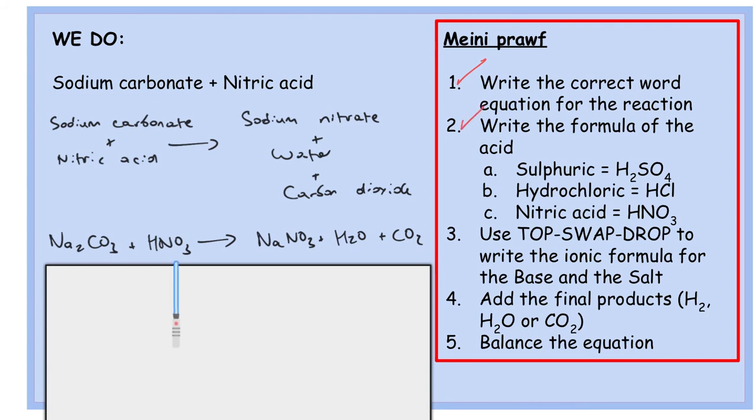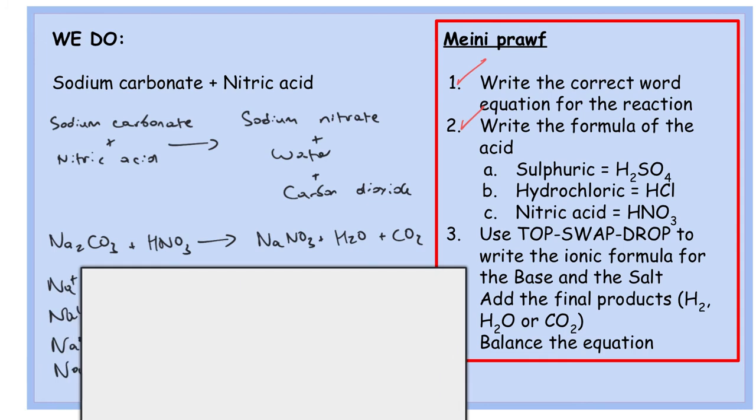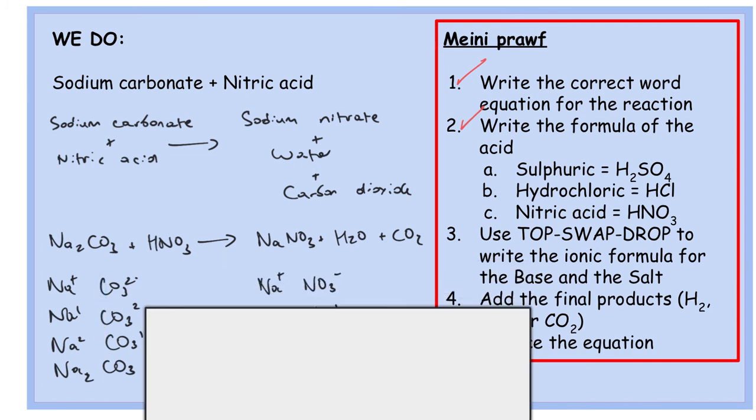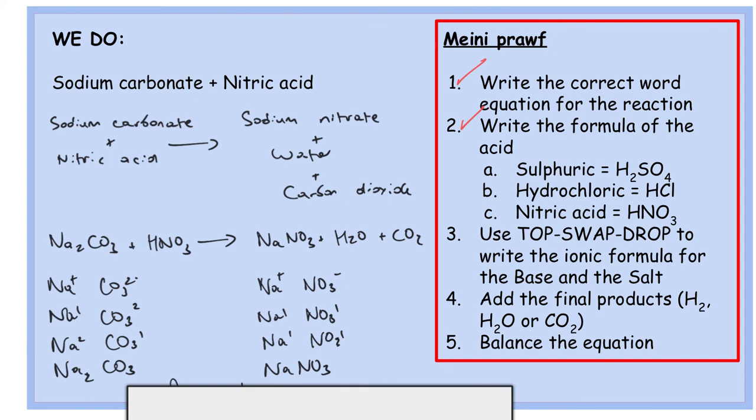Step 2, I have put the symbols in. My third step now is top, swap and drop. So for sodium carbonate, I'm going to start with Na+ and CO3 2-. Top, get rid of those charges. So instead of the plus, I've got a 1 and a 2. Swap them, drop them. So I get Na2CO3. And then on the other side, I've got Na+ and NO3-. I've got Na1, NO3 1, Na1, NO3 1. It's all the ones, so it's a nice easy one.